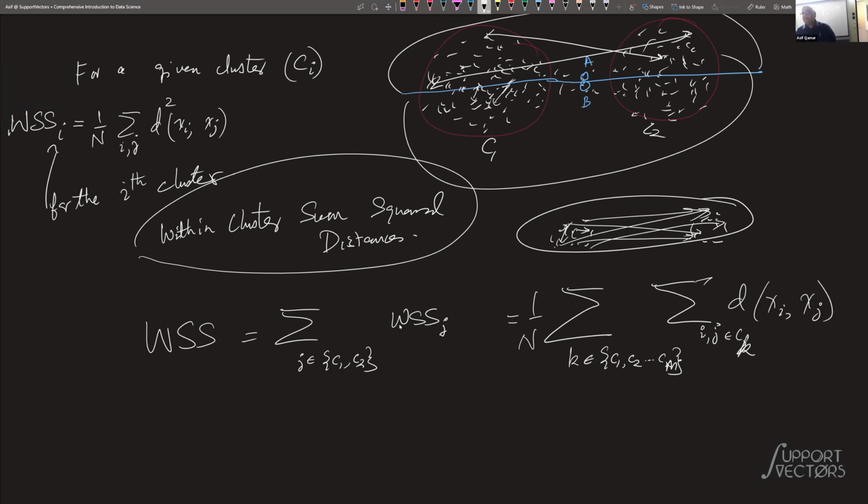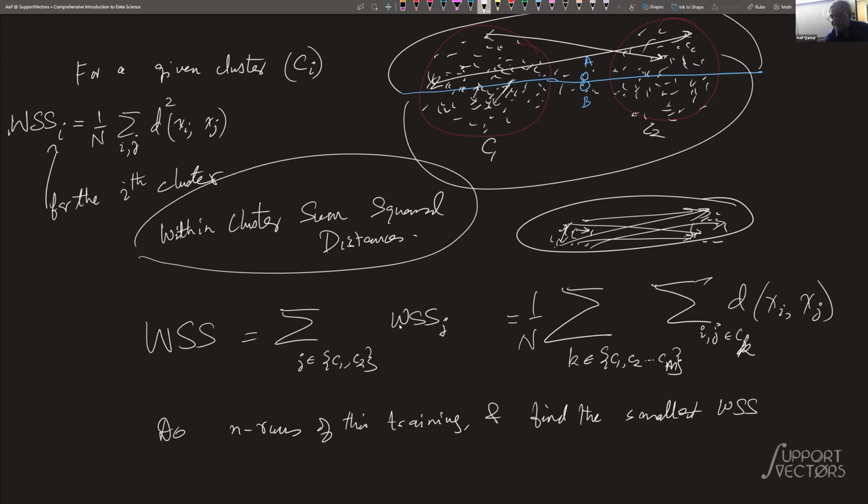You run it a few times. You try, do n runs of this training, and find the smallest WSS. Whichever cluster gives you the smallest WSS, that is your best answer amongst the 10 runs.